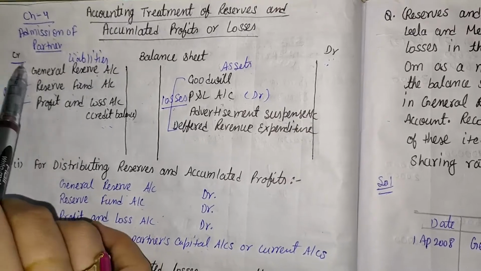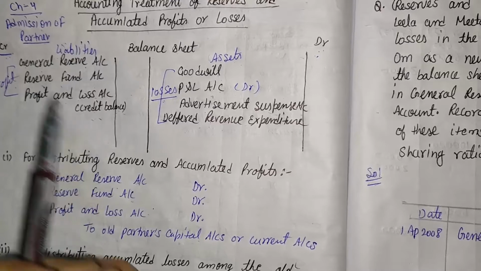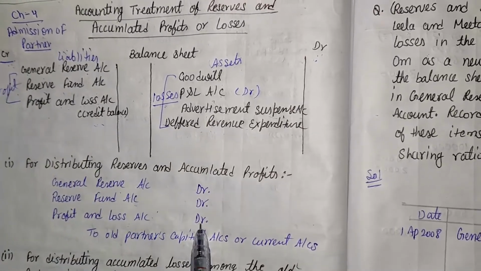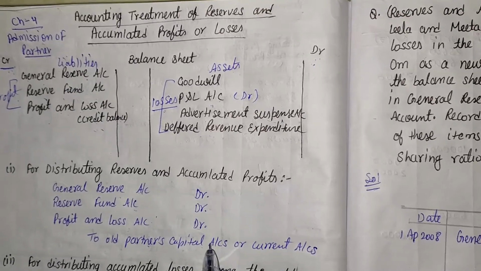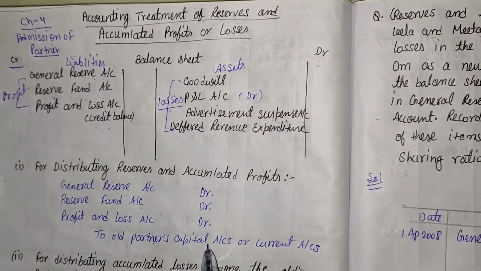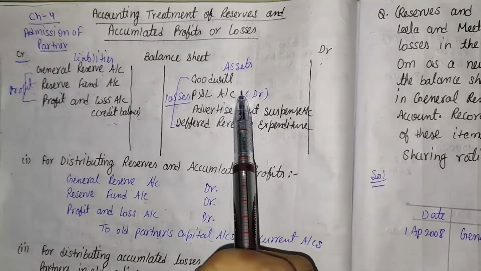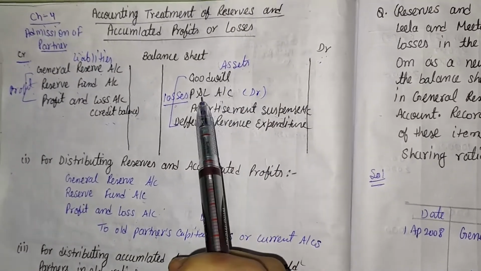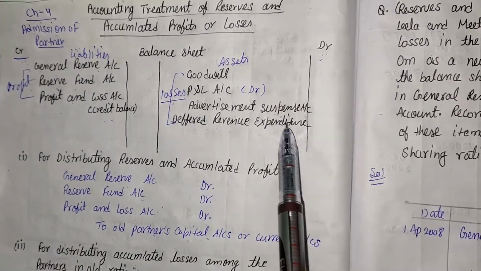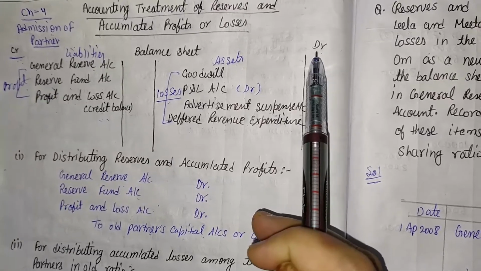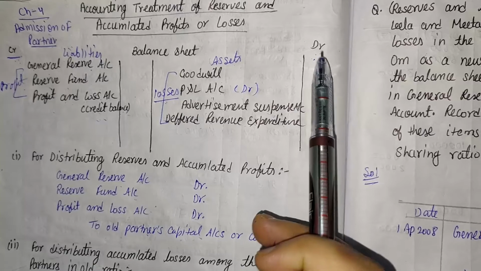Reserve fund is on the credit side, so we should debit it. Profit and loss credit balance is also on the credit side, so we should debit it to the partners' capital accounts in the old ratio that is given in the question. Second, if information like goodwill, profit and loss account, advertisement suspense, deferred revenue expenditure is given, all are debit balances, so the debit balance is converted into credit.